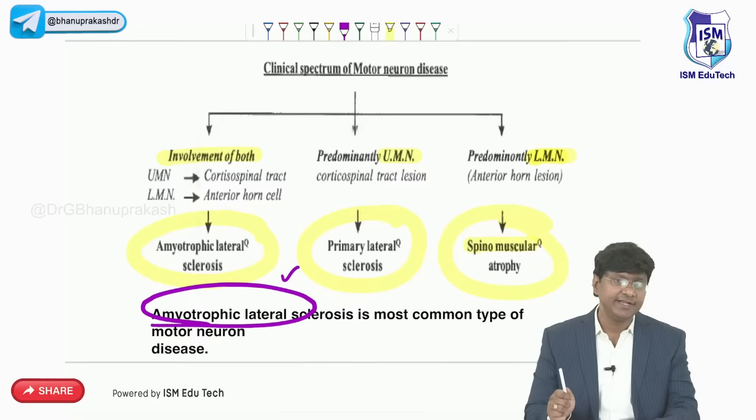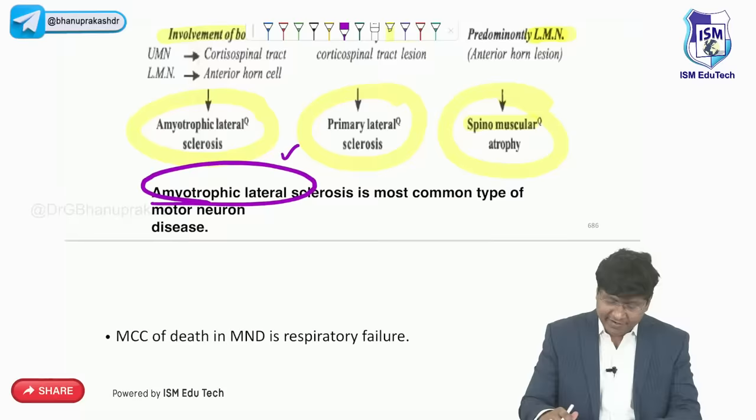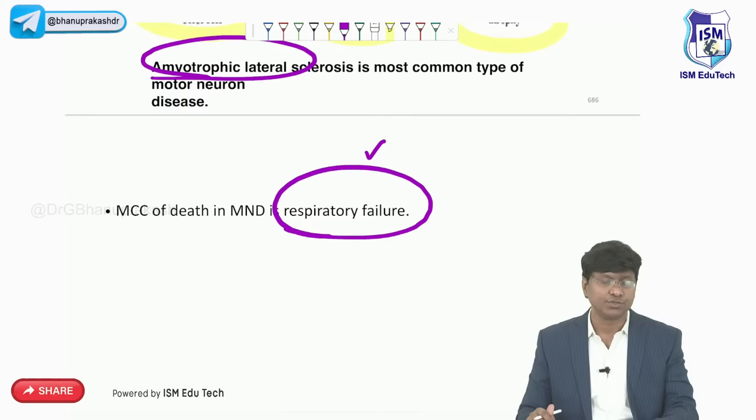And finally, how will be the prognosis in these individuals? They have a bad prognosis. And finally, how do they die? These patients with motor neuron disease die because of respiratory failure. So what is the most common cause of death in patients with motor neuron disease? That will be respiratory failure.